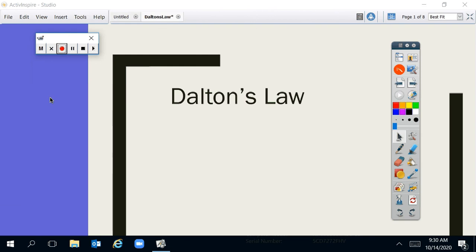Hey kids, today we're talking more about gas laws, and we're talking about some of the secondary gas laws, including Dalton's law of partial pressures.